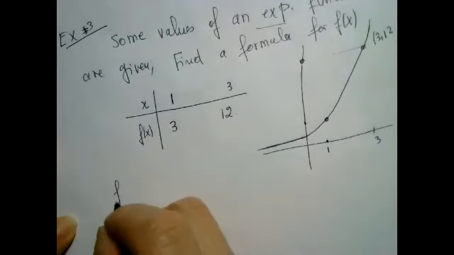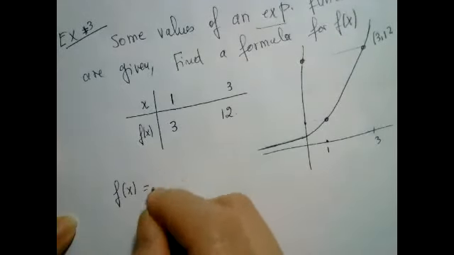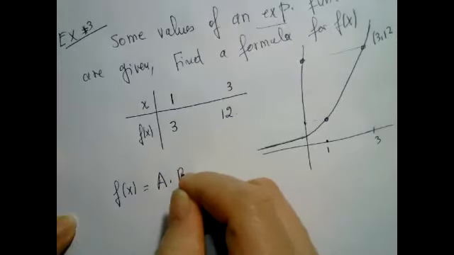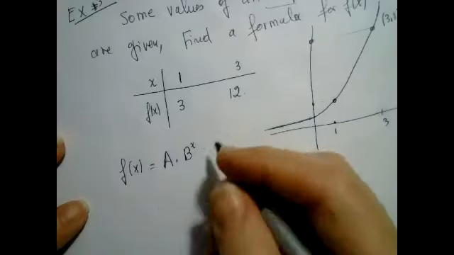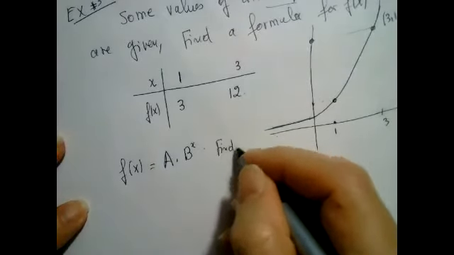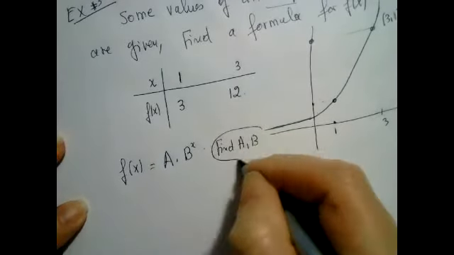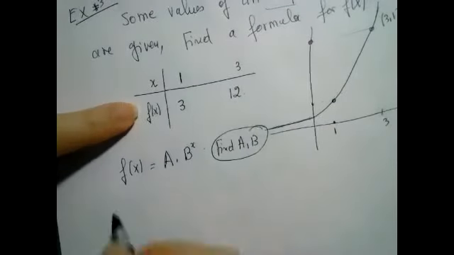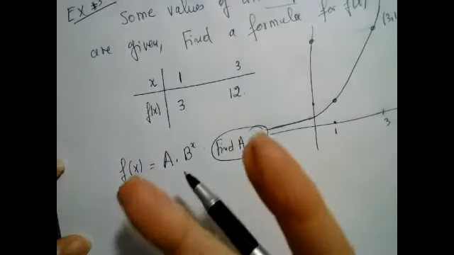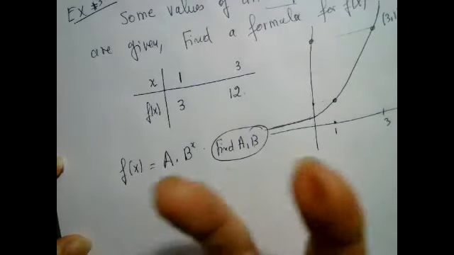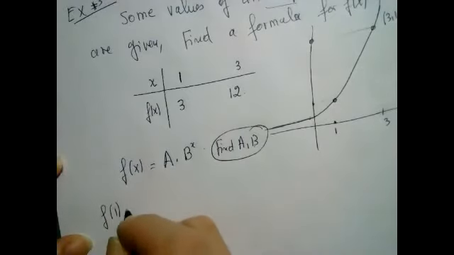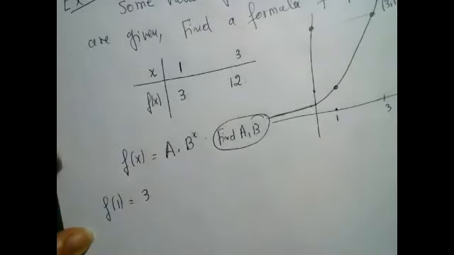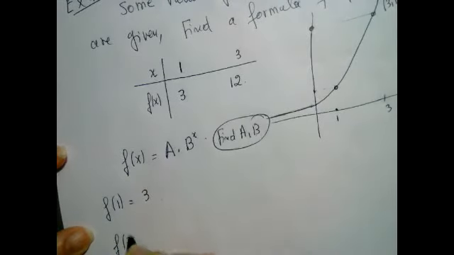So f of x is exponential. It means it has the form a times b to the x. I need to find a and b. So I have 2 unknowns, a and b. I need to find them. Okay, what do I say? To find a and b, because they are 2 unknowns, I need 2 equations that relate them. So the first one is, I have f of 1 is equal to 3. And I have another data point. I have to use both of them to find a and b.